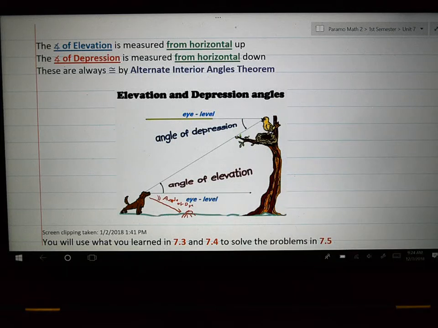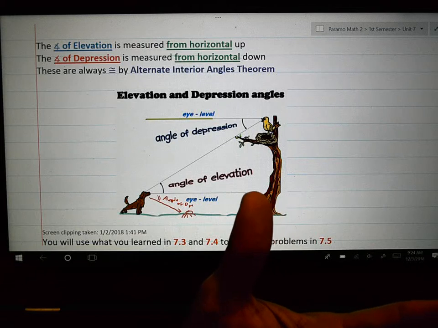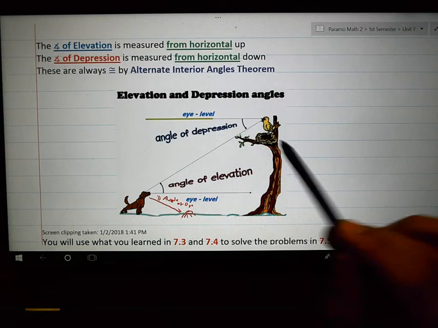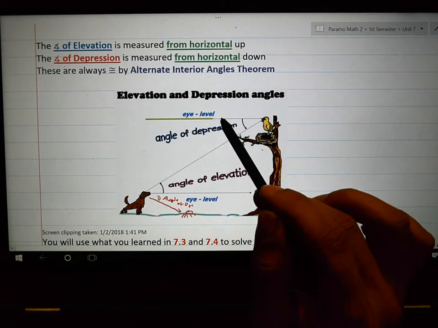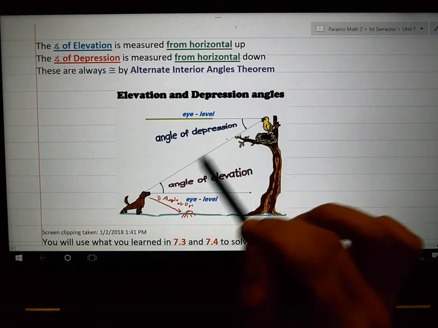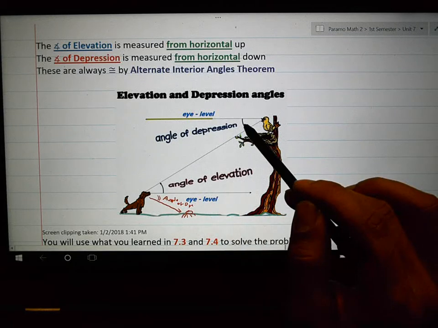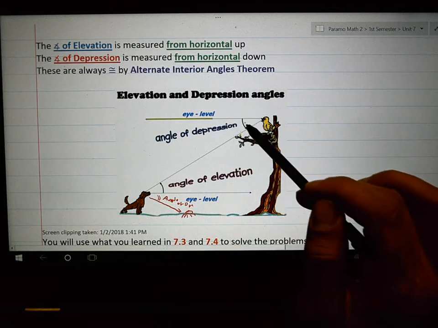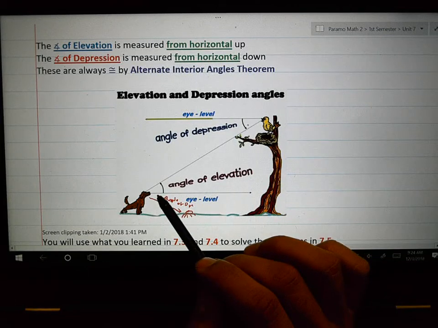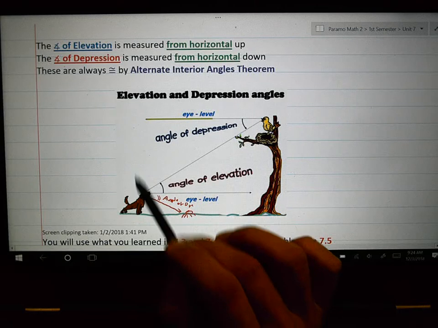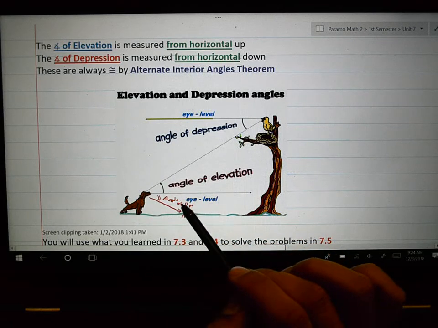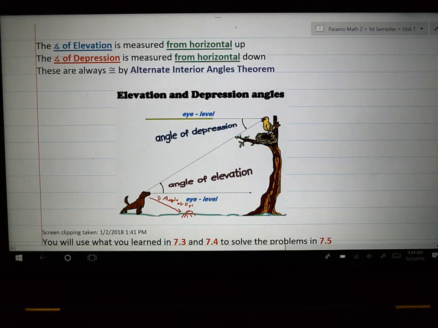I say that because if you ever get told that there is an angle of depression, most people want to draw it straight down, but this angle is not the angle of depression. The angle of depression is from the level part to the object. This is the angle of depression, not from the tree. It's from horizontal down. Same with the angle of elevation. It's not the angle straight up. It's not this angle. It's the angle from horizontal up, or from the ground up. I'm hoping that makes sense.